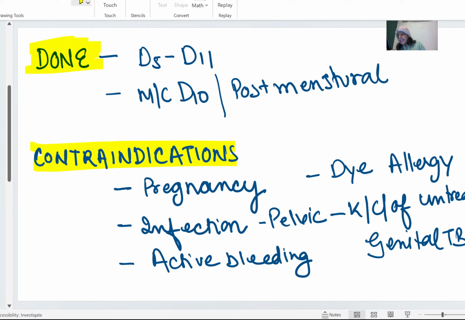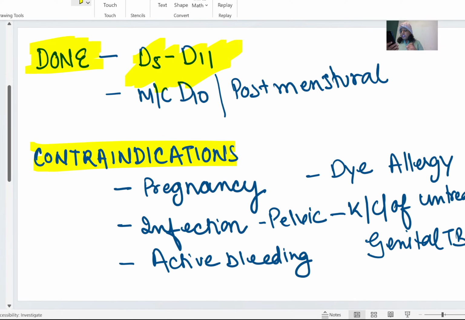HSG is done from day 5 to day 11. No, beta, it is not done in tubal block. It is done in infertility, and it is done in the patient from day 5 to day 11.